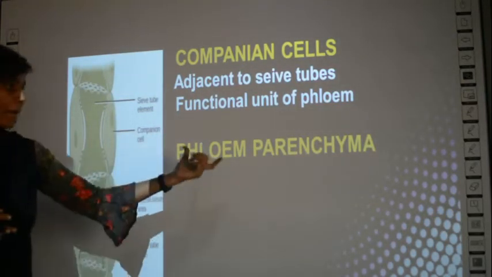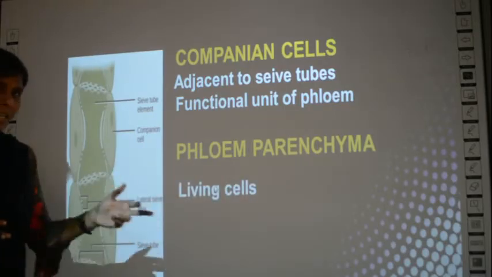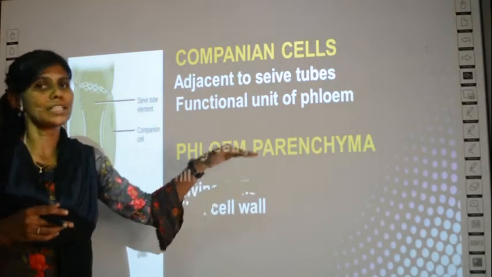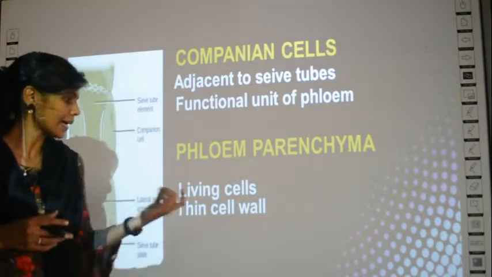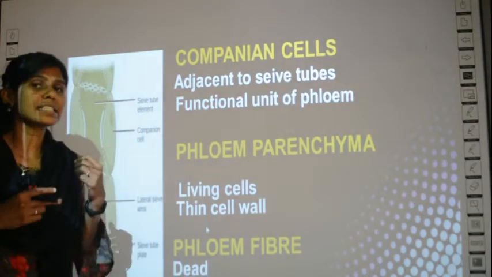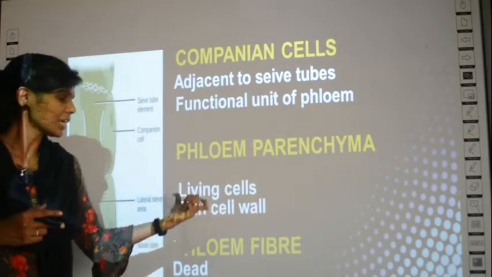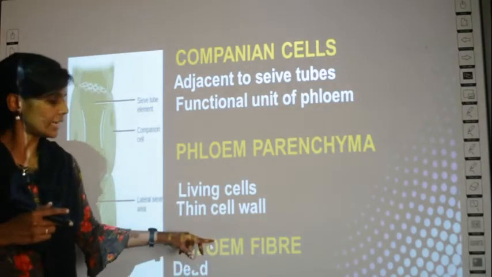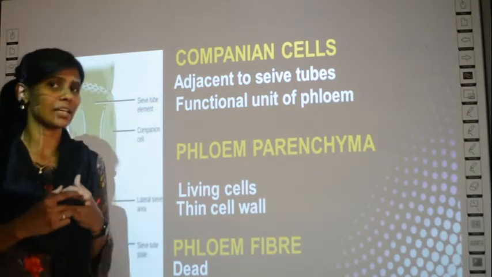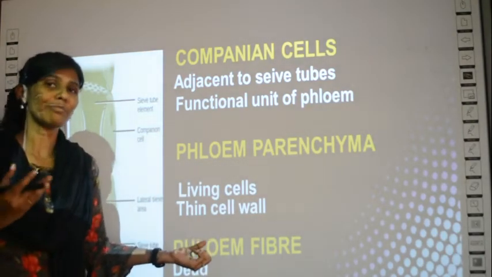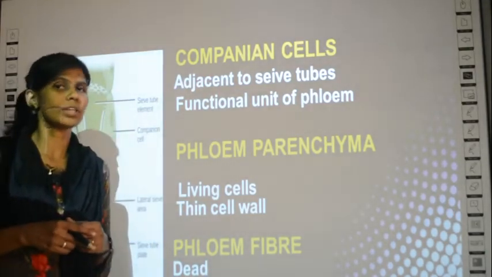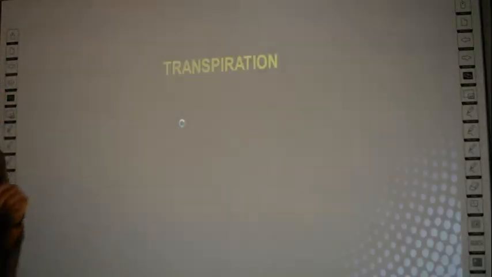Then what is phloem parenchyma? Phloem parenchyma are again living cells, and their cell wall is very thin. This phloem parenchyma and xylem parenchyma have similar properties, like a thin cell wall in both cases. And phloem fiber is dead. Phloem parenchyma is a living cell, and phloem fiber is a dead cell. These fibers give support to the phloem. Similar to how xylem fiber supports the xylem, phloem fiber gives strength to the phloem overall. So this is about the structure of the phloem.